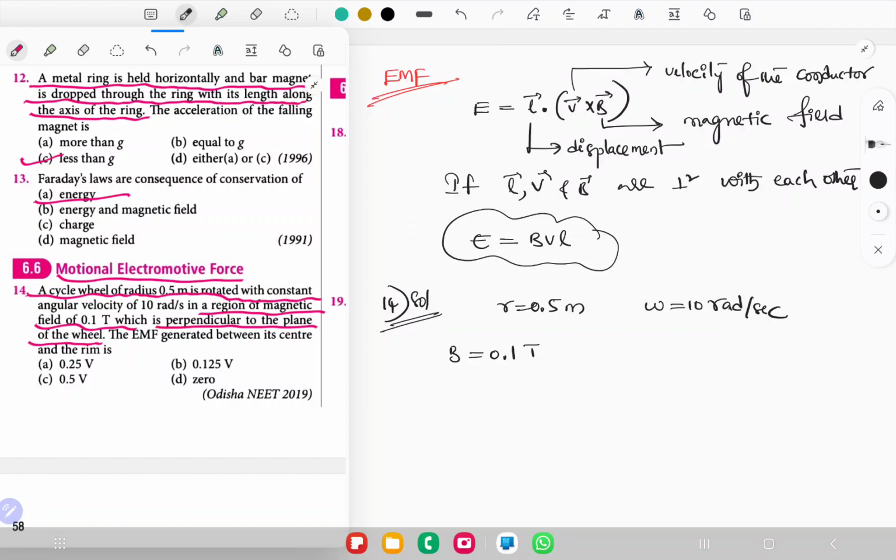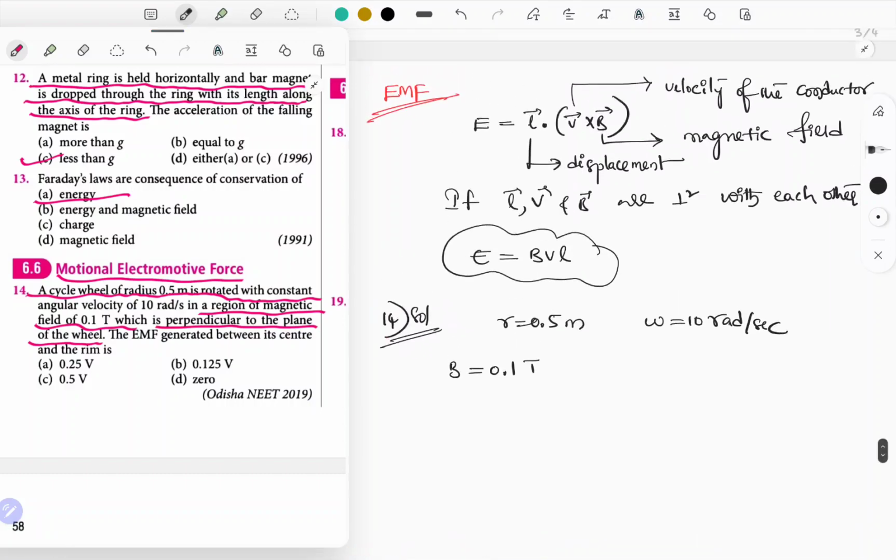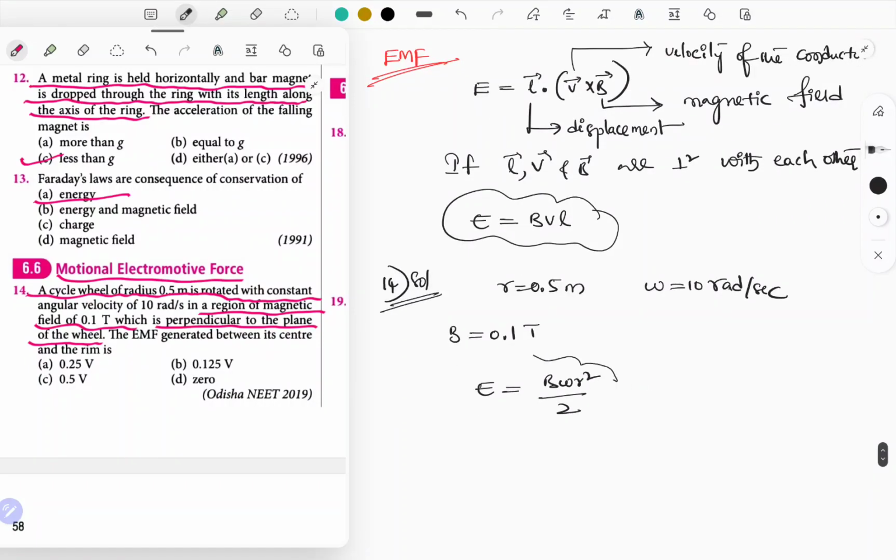The EMF generated whenever a coil is rotated with an angular velocity, we have a direct formula, that is induced EMF is equal to B omega R square by 2. We have a derivation for that. When a coil is rotating in a magnetic field with some angular velocity, this is the formula that we can use directly.